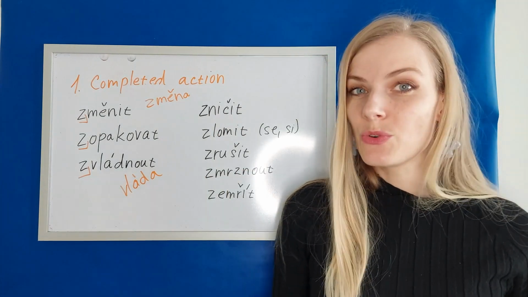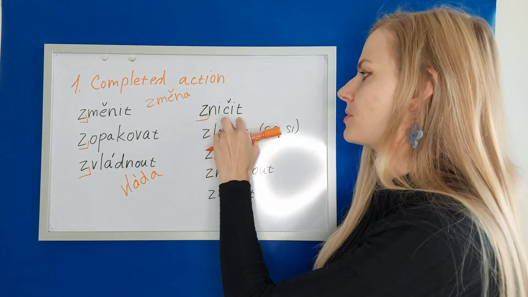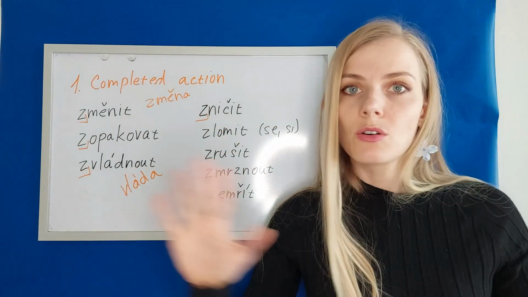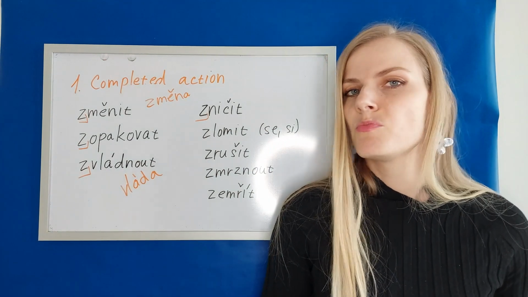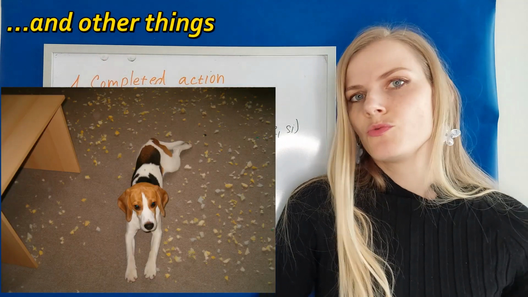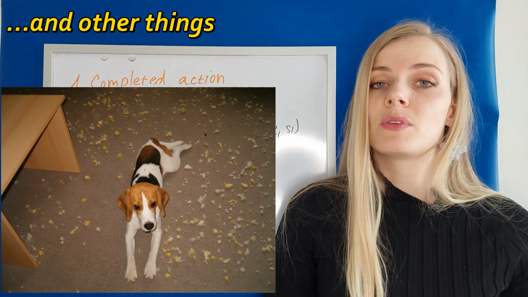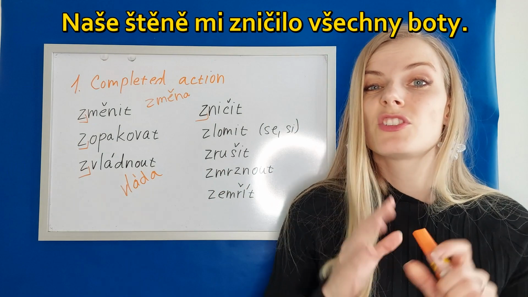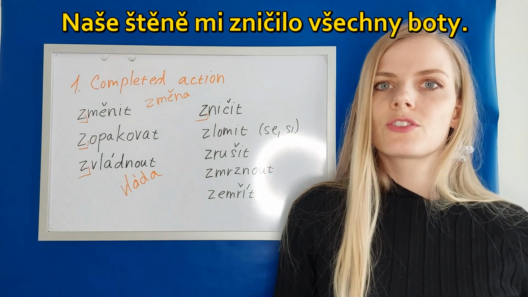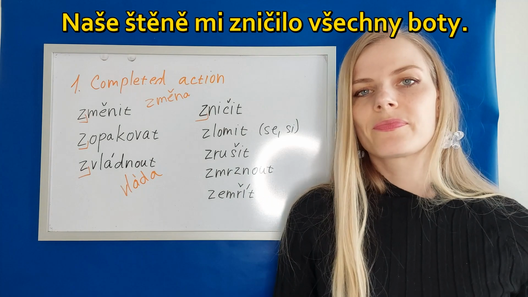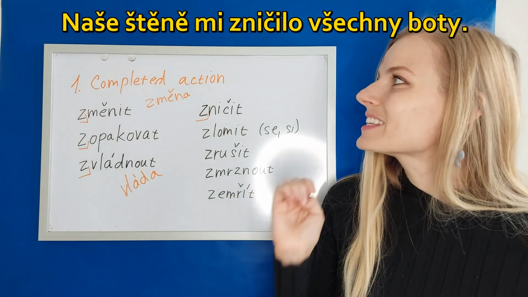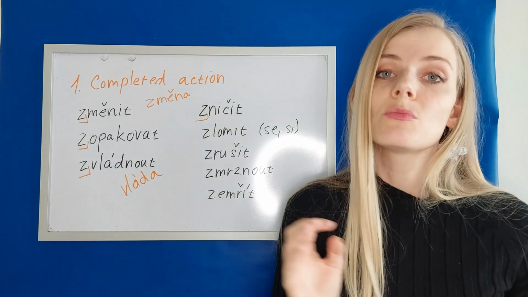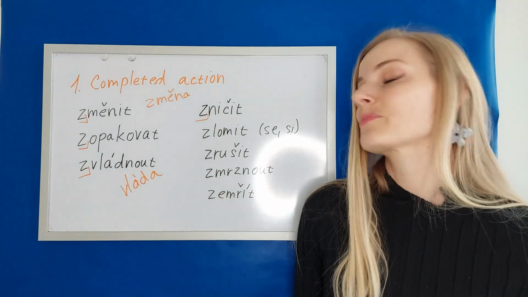Zničit is to destroy. Ničit is the imperfective verb to be destroying. Zničit is to end up destroying completely. Imagine you have a new puppy, and this puppy likes to chew shoes. And then one day the puppy destroys all your shoes. Naše štěně mi zničilo všechny boty. Our puppy destroyed all my shoes. We talk about the action which is completed. The shoes are already destroyed.